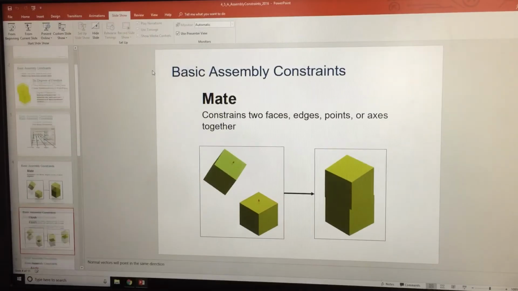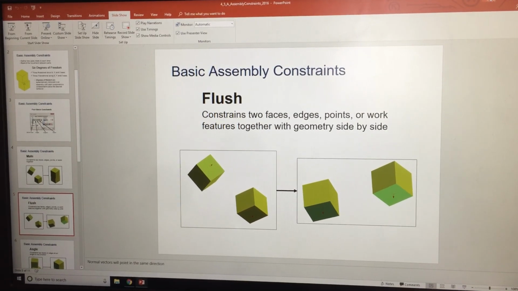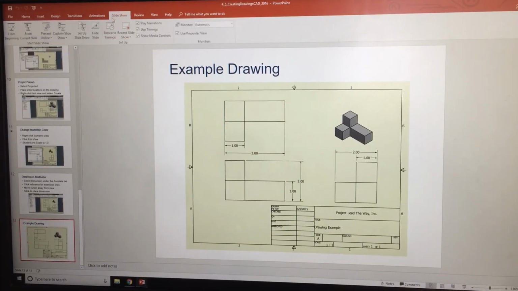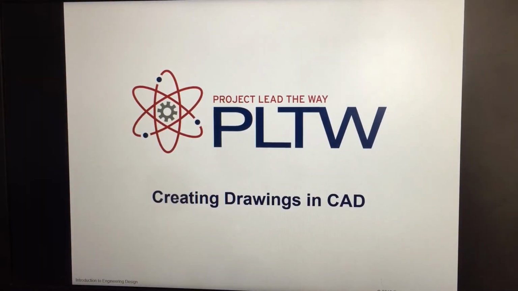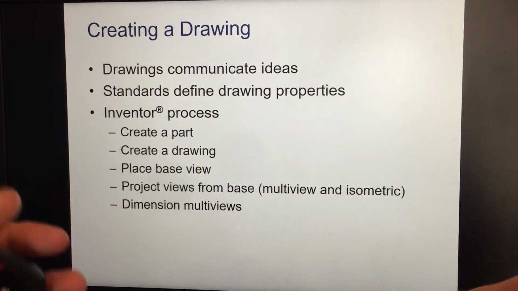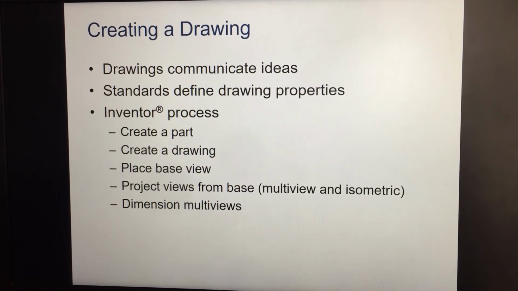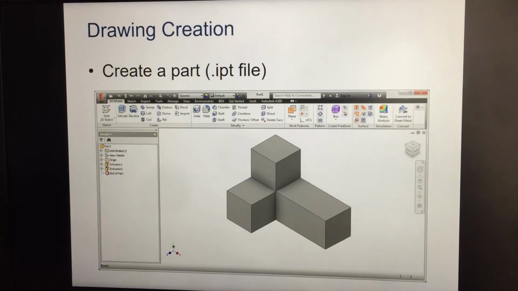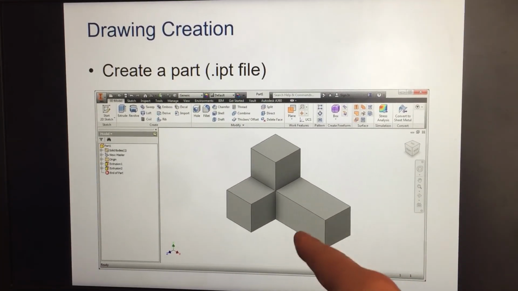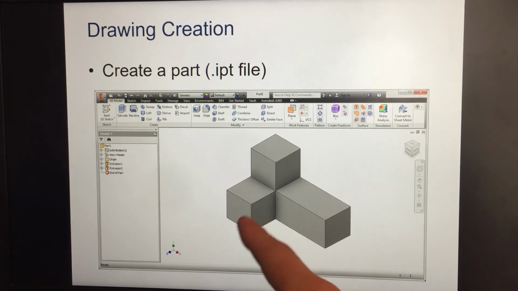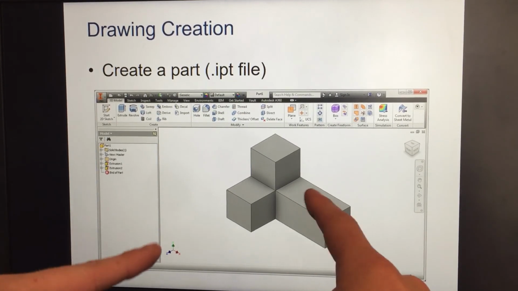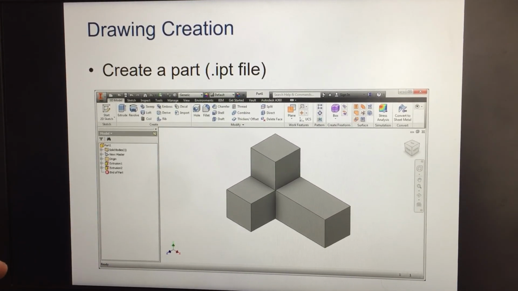So for our second PowerPoint here, I'll go ahead and log out of this. Creating drawings in CAD. This is a pretty straightforward PowerPoint. To create your drawing, once you've finished a part file and you've done your assembly, or if there is no assembly and you're just creating a single part, we're going to create a drawing. So the part file is here. This is a very basic thing. It's literally a bunch of 1-inch cubes put together, or they may not be 1-inch, but they're all equal cubes put together to create this shape. And that's your part file.